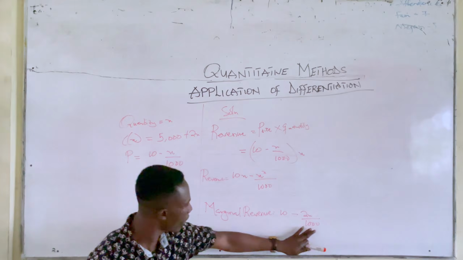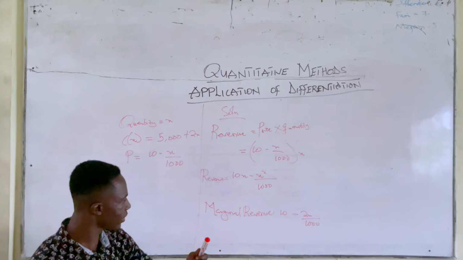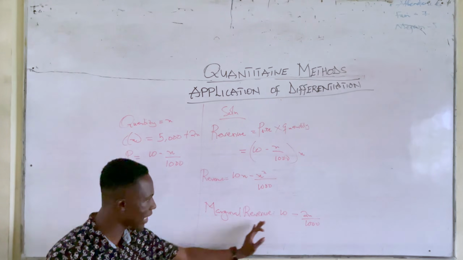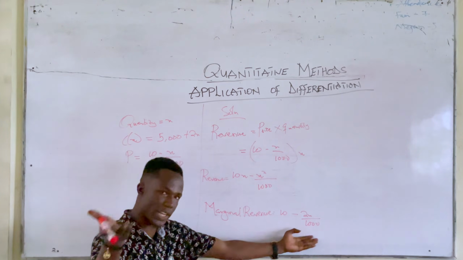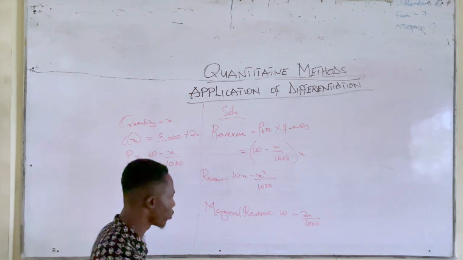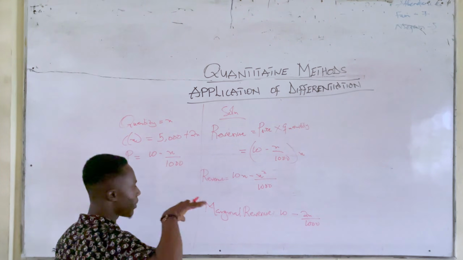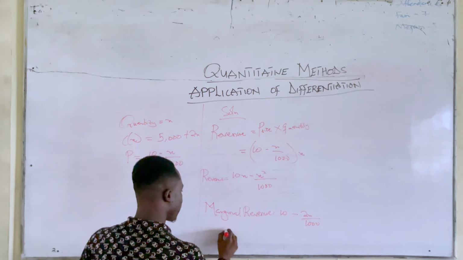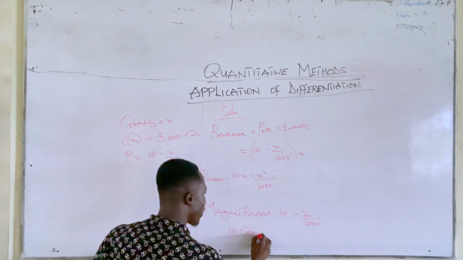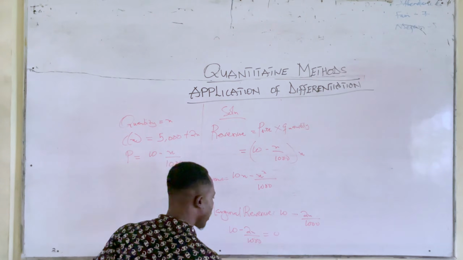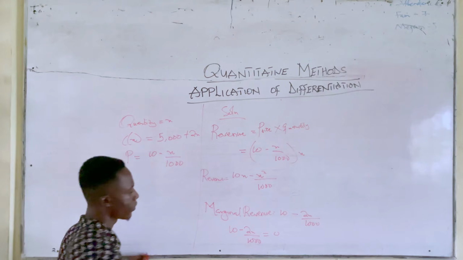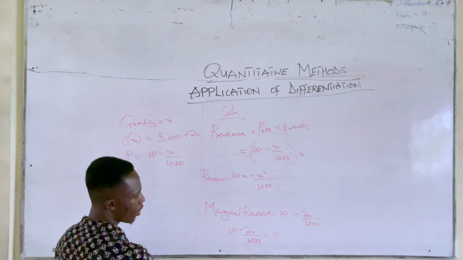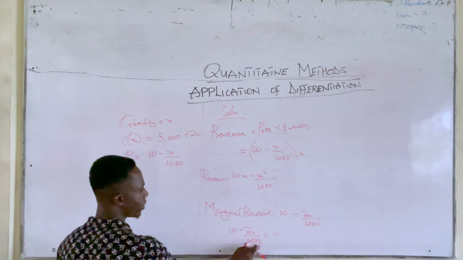At this point we can calculate for the value of x. Assuming this is dy dx, and you want to calculate the value of x, the stationary point, you equate it to 0. You always equate the marginal to 0 in order to obtain the value of x. So you have 10 minus 2x over 1000 equal to 0. Now we are going to make x the subject, so let's multiply through by 1000.